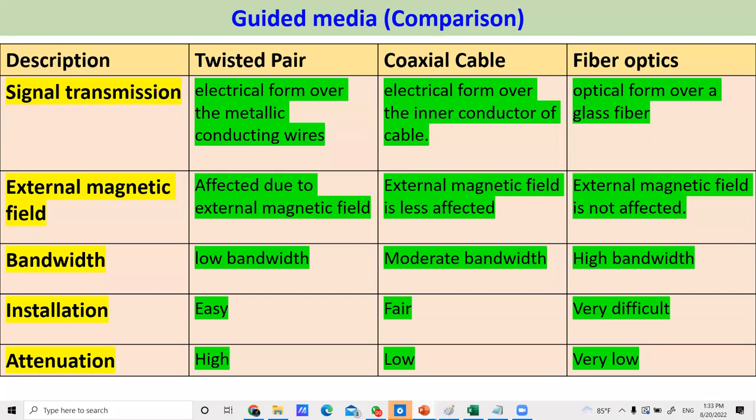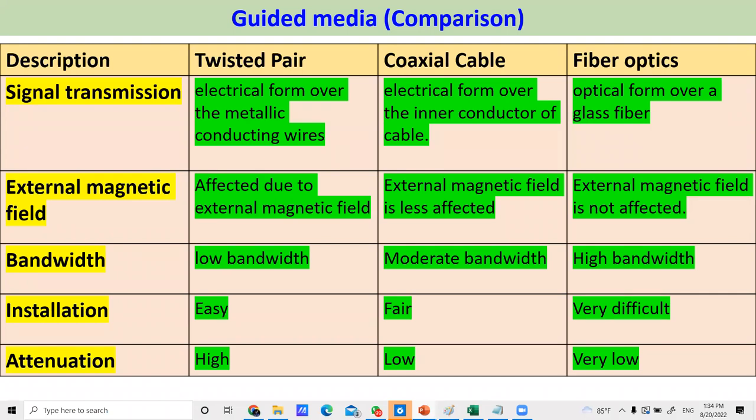If you are using twisted pair wire, that means it is easily affected by the external magnetic field. If you consider the coaxial cable, it is less affected by the external magnetic field. Actually, in the coaxial cable, there is a specific unit inside, and because of this specific part, it is less affected by the electric fields. Then consider the fiber optics. Actually, fiber optics is a cable not affected by external electric fields.